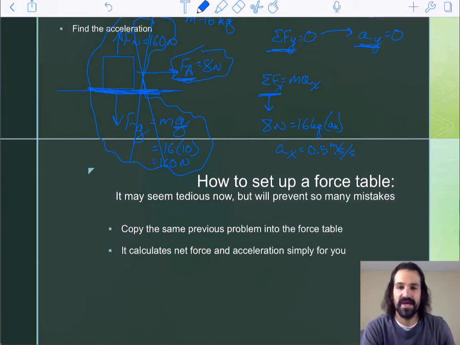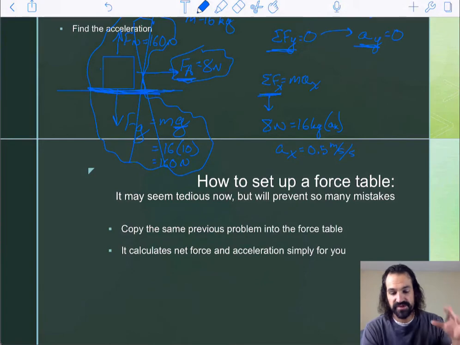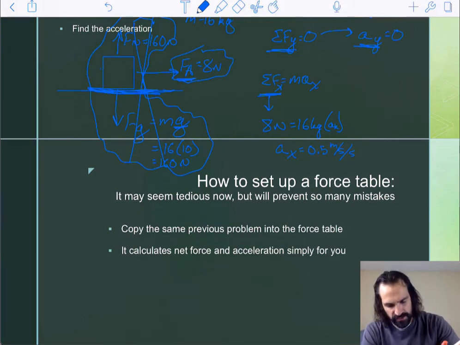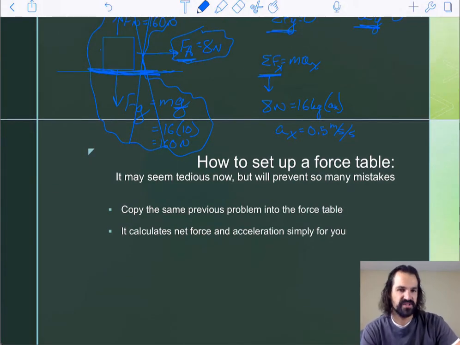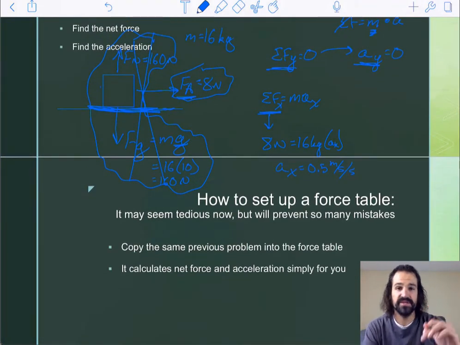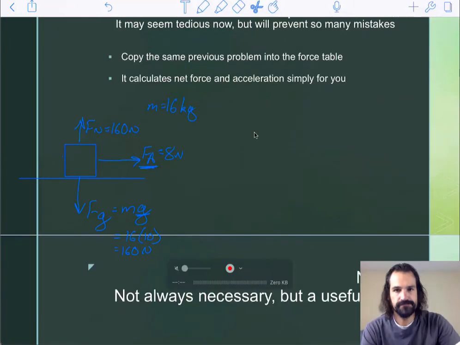It doesn't take that much time. All of your information is very clearly organized, and it helps you solve the more complicated problems. But that's on you. That's up to you to make your choice. So we're going to copy the same problem into a force table, and I'm going to show you how that force table will calculate the net force and acceleration very simply. I think I have a page. So I'm going to take 2 seconds to copy this.